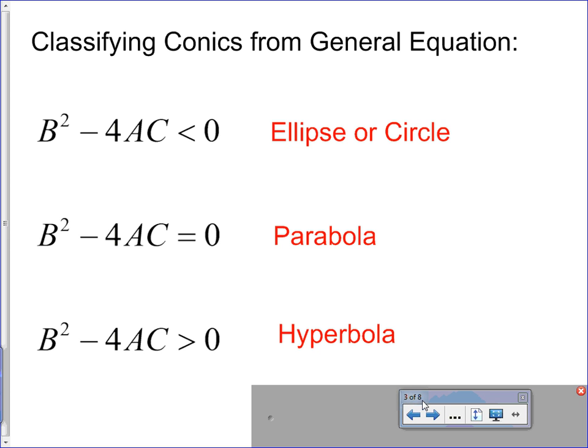So that when you get to the end and you rewrite your equation in standard form, does that look like the standard form for a parabola? Or does that look like the standard form for a hyperbola? Okay, and you'll know if you've written your equation correctly.